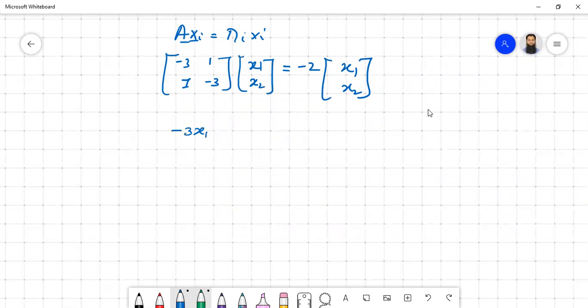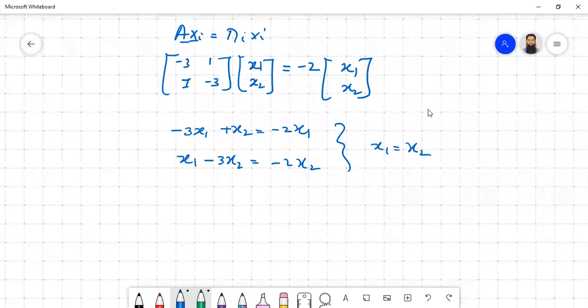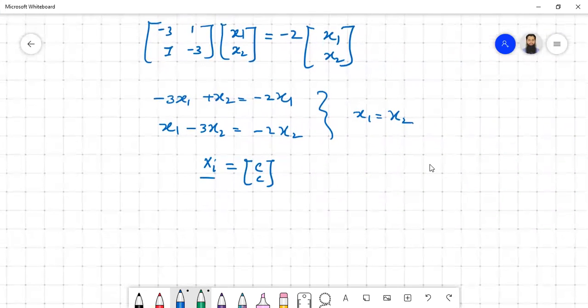Minus 3x1 plus x2 equal to minus 2x1. And x1 minus 3x2 equal to minus 2x2. If you solve it, both of them will give you the same solution in most cases, that is x1 equal to x2. Both quantities are equal. It actually means that any vector where x1 is equal to x2 can be an eigenvector. So our vector x can be written as c, c, with constant values, any values, as long as they're equal.